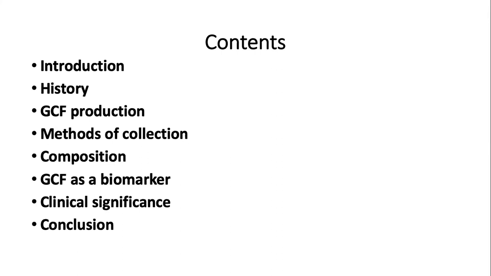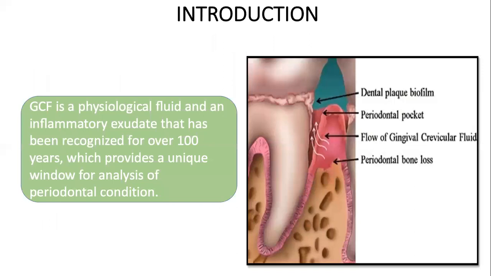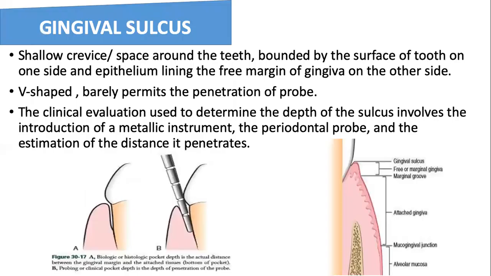Introduction, history, GCF production, methods of collection, composition, GCF as a biomarker, clinical significance, and conclusion. To start with, GCF is a physiological fluid and or an inflammatory exudate that has been recognized for over 100 years, which provides a unique window for analysis of periodontal disease. So how did they find out in what conditions it is present, how much can be collected, and what does it contain? That should be the highlight of today's lecture.